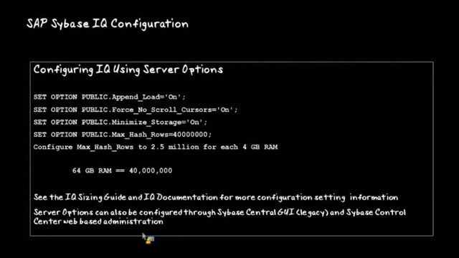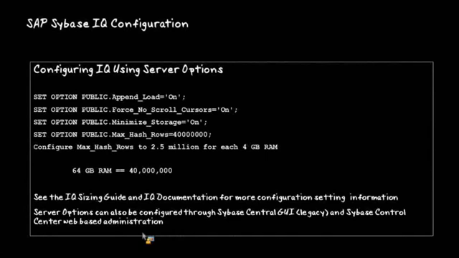So here are just a few of them that we set. Typically, append load on, force no scroll cursors on, minimize storage on, and then we'll typically set the max hash rows to some value. Here I've set it to 40 million, and we typically set it in increments of 2.5 million for each 4 gigabytes of cache you have. You can find out more about the different configuration settings in the IQ sizing guide, as well as the IQ documentation, and I've got the links at the end of the presentation.